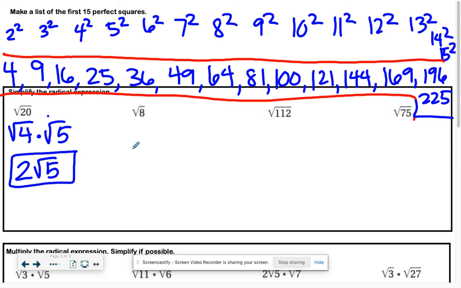Okay, so now let's look. Is 8 a perfect square? No. So now we have to decide, is there a number up here in the red box that evenly goes into 8? 4 goes into here, right? How many times? Twice. Now what's the square root of 4? 2. So we get 2 square root 2.